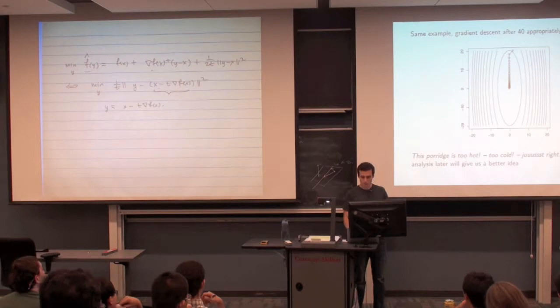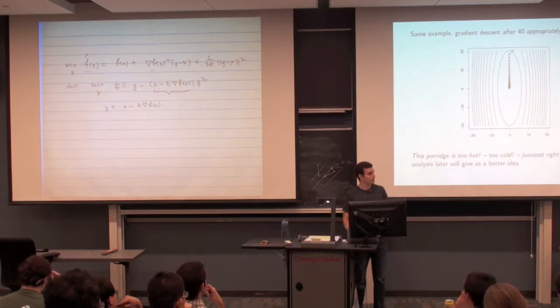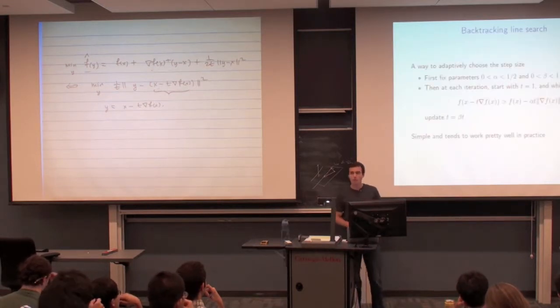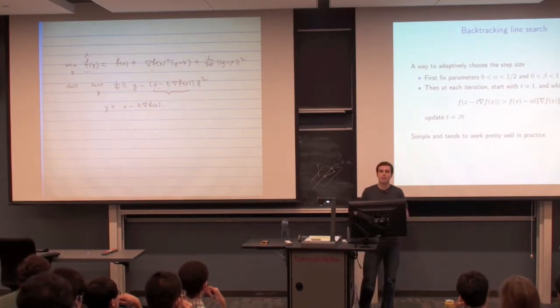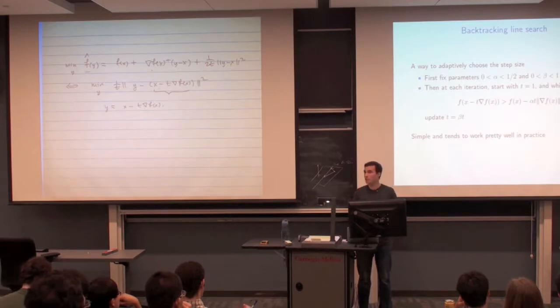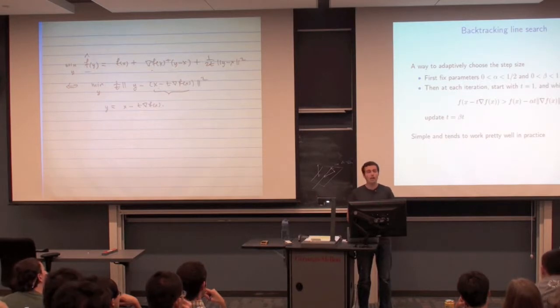In all these examples, the step size was fixed. Okay, so I chose the same step size at each iteration. And our first convergence theorem will tell us how to choose a good fixed step size. Here's another idea about how to choose a step size, but instead of making it fixed, how to do it adaptively. And it's called backtracking line search. It works very well in practice. It's very commonly used. And we also have a convergence theorem for this too, so we know it's not going to fail us, at least in theory.